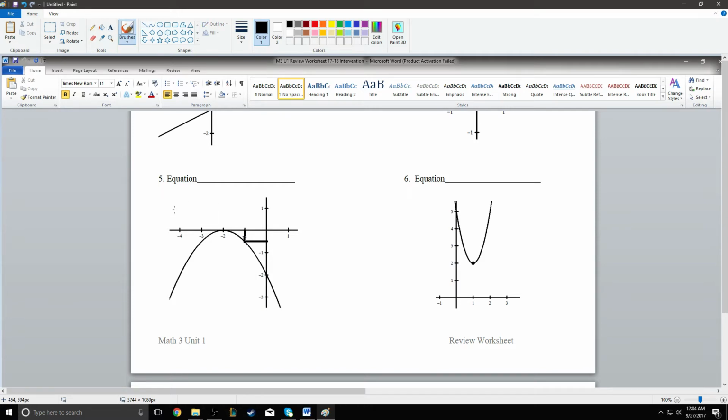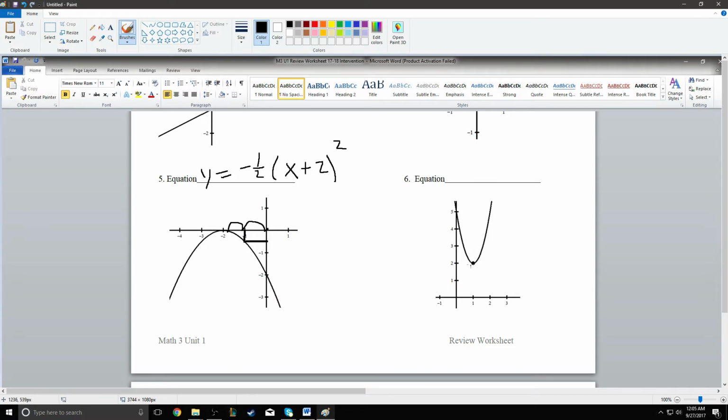Okay. So it would be y equals negative 1/2 because it's going down. This is a horizontal shift. It's shifted from the origin to the left 1, 2. And the horizontal shift is always backwards, so it's x plus 2 squared. And since it doesn't go up or down from the vertex, there's no k value, so your answer is done.